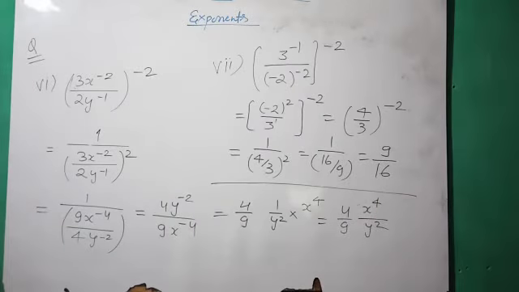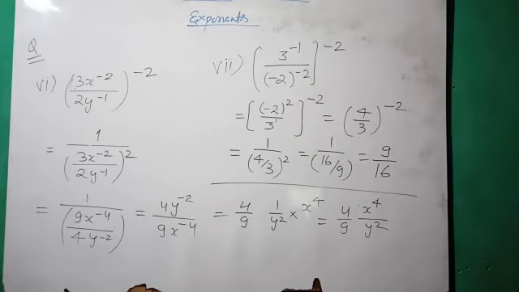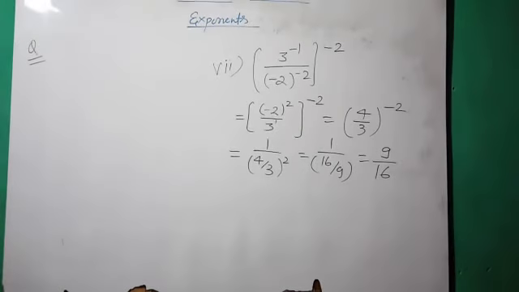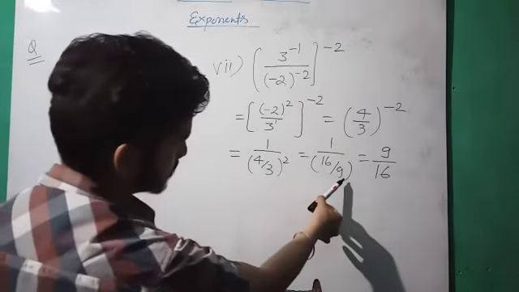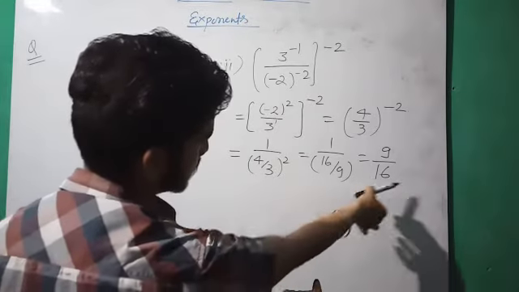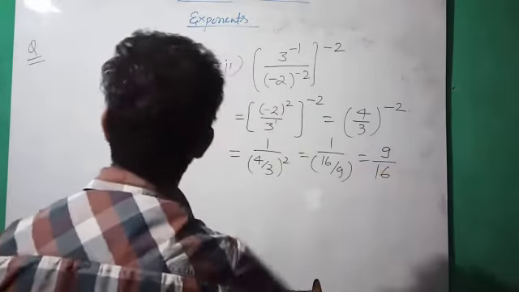Okay, the rest of the parts are your homework in question number 4. You must remember these types of manipulation, and you have to practice all these questions at least once. Here 4 square equals 16 and 3 square equals 9. That's why it is 16 upon 9. Then the reciprocal of 16 upon 9 is 9 upon 16.